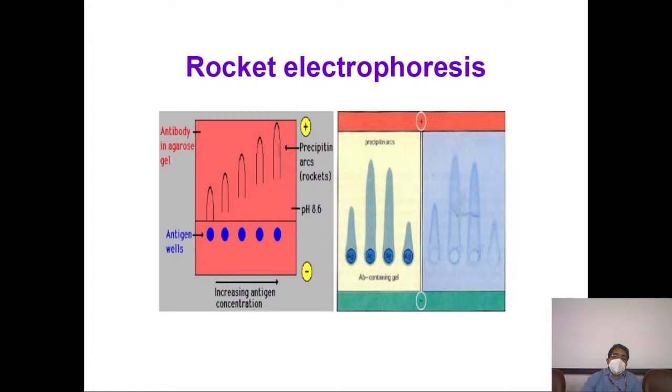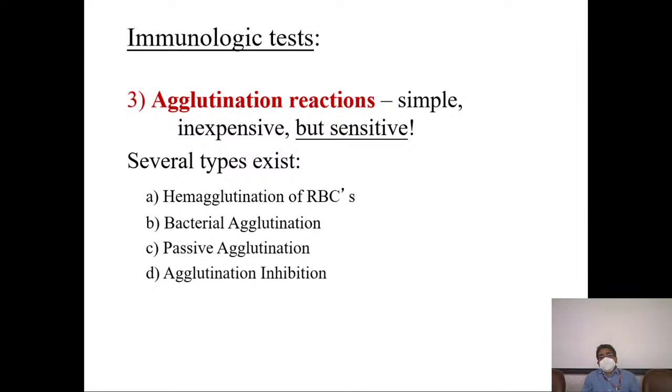Another application is rocket electrophoresis, in which the antigen is in the well with different concentrations, the antibody is in the agarose gel, and current is applied. You can see negative and positive charge. As the concentration of antigen increases, you can see the bands increasing in size because the antigen is in increasing concentration. So just another application of immunoelectrophoresis.